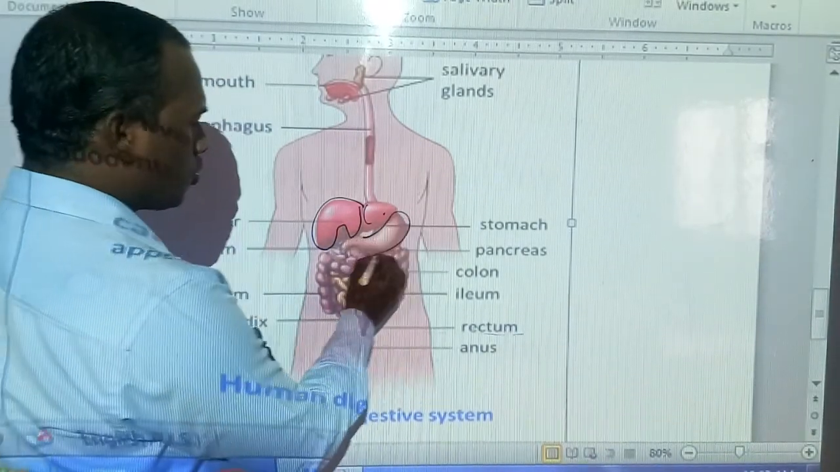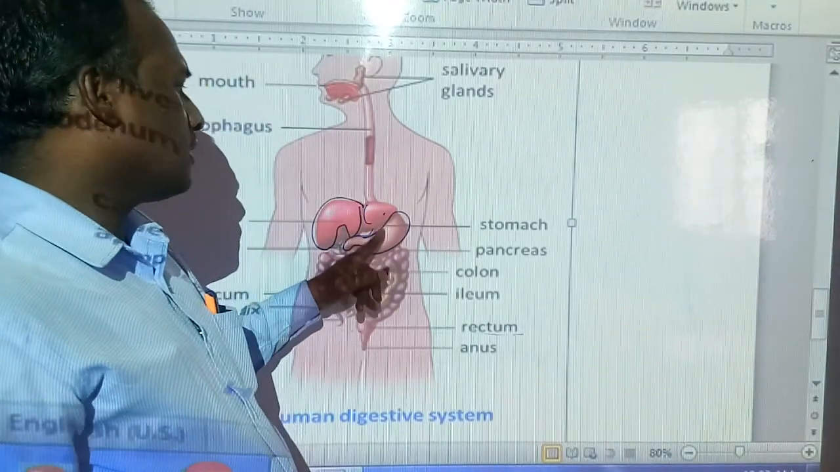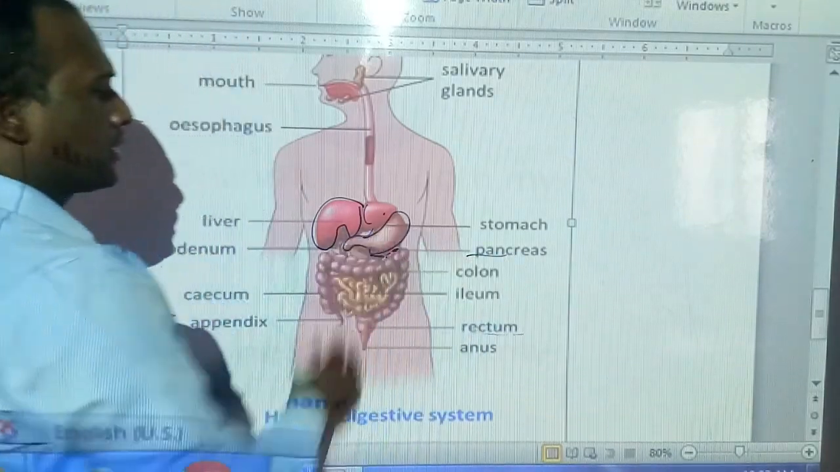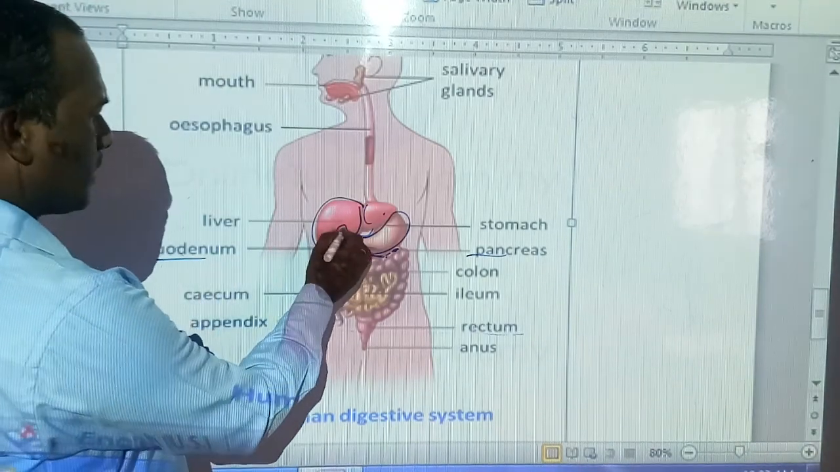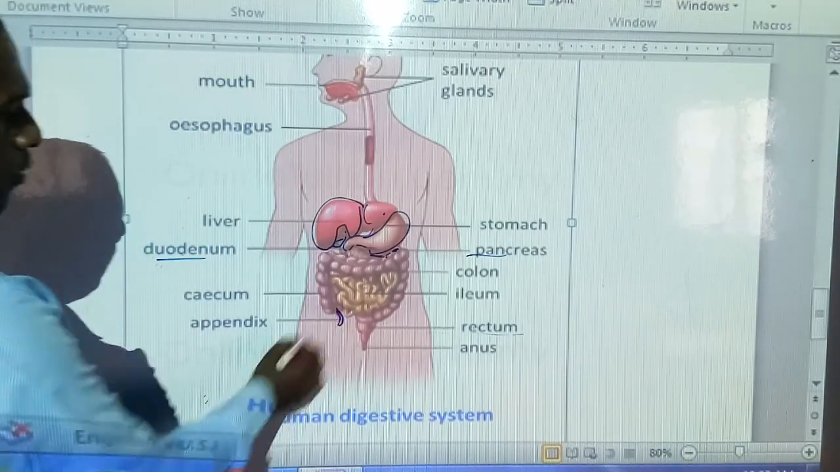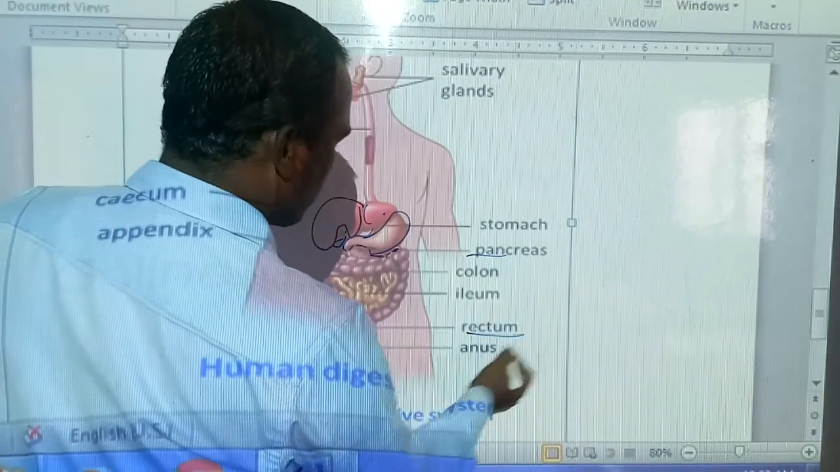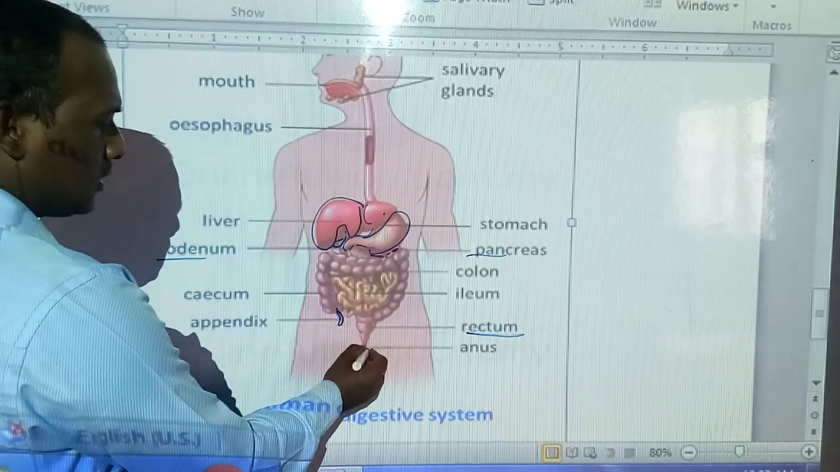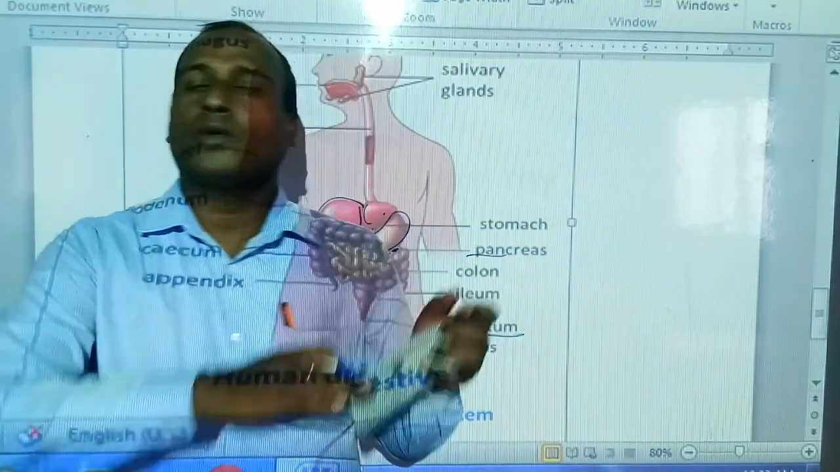Next, this is called the stomach. Observe friends, whatever food we take will reach here. This is the stomach. Next, a little down here is the pancreas. It also secretes juices. Next, the duodenum. Here there is one blue-colored part. Then the appendix. Then the rectum, before the anus. And here is the anus, through which the waste, the undigested food, will come out.